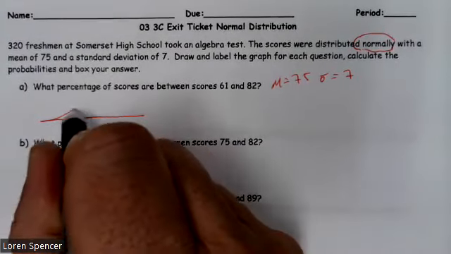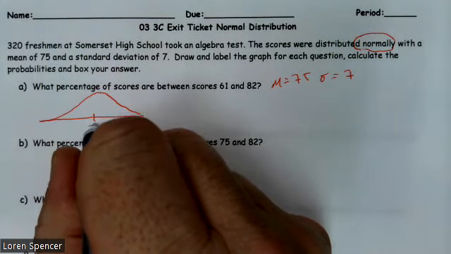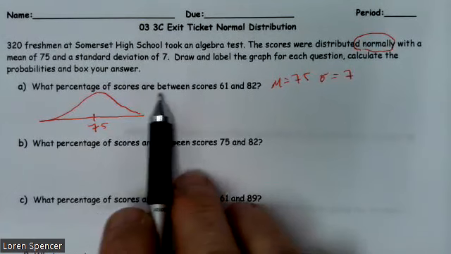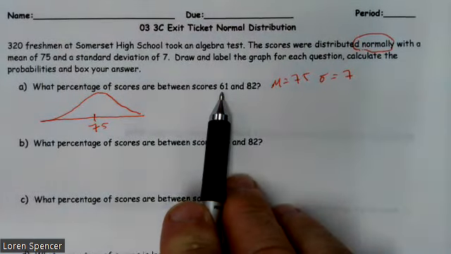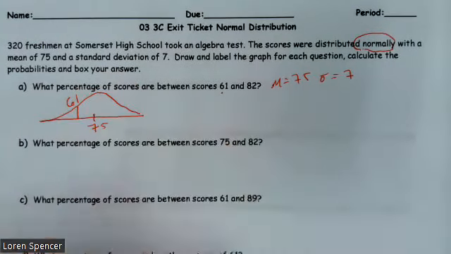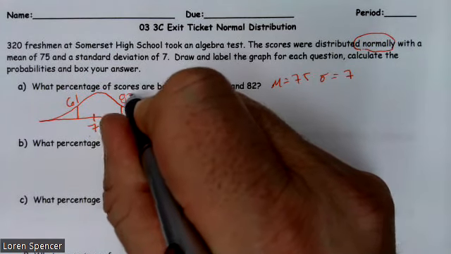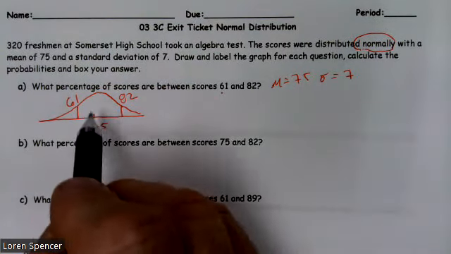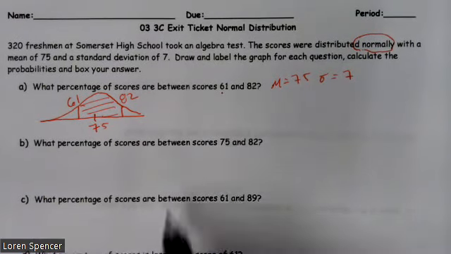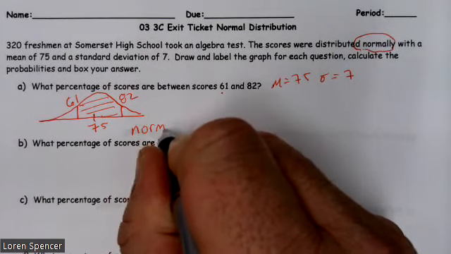So drawing my picture. Our mean is 75, and the scores are 61 to 82. So 61 is below 75. The 82 is above it. And I don't really care exactly where you have it, just so you do. And they want in between. So we're going to do a normCDF because it's normal.